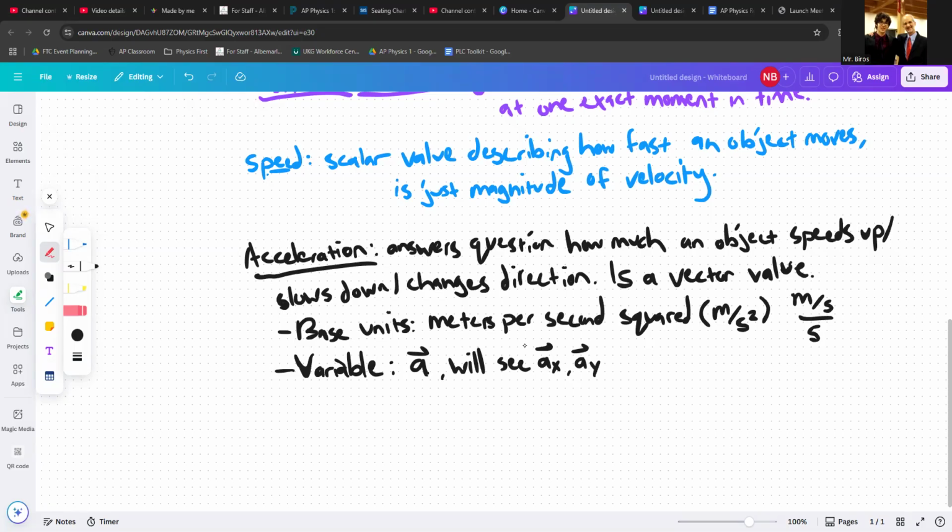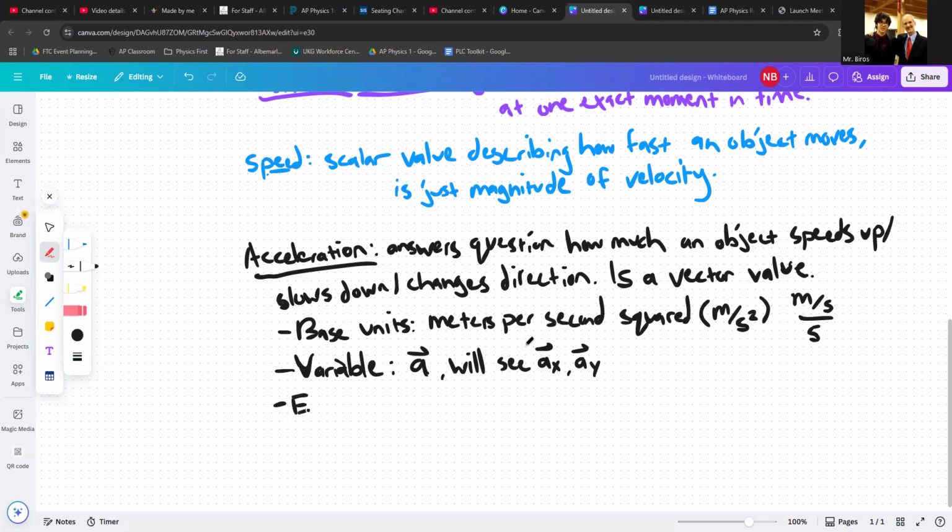But we will see horizontal versus vertical. Like how much is something speeding up horizontally to affect the x direction motion? What acceleration is there vertically? Like gravity is a big one we'll look at, of course. Vertical acceleration to speed up or slow things down or change their direction in the vertical direction. Okay, cool.